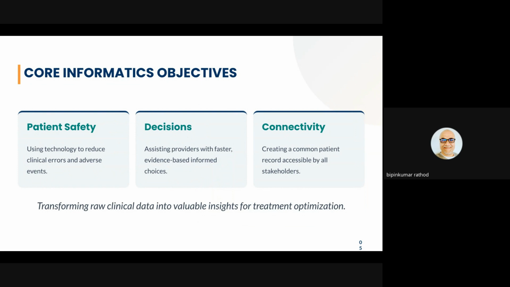In this slide, why informatics? Why do we need informatics as a science, as a discipline in our hospital? So there are three main objectives in front of you. As a hospital administrator, as a hospital manager, your objective is to improve and maintain patient safety.